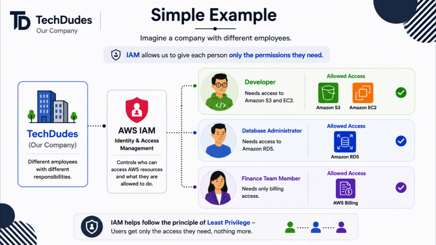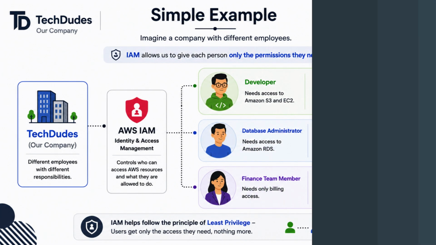Let's say with a simple example, imagine a company with different employees. Okay, so the company name is Tech Dudes. A developer may need access to Amazon S3 and EC2. A database administrator may need access to Amazon RDS. A finance team member may only need billing access. IAM allows us to give each person only the permissions they require. So let's say we have Tech Dudes and this is our company. In this company, we have several departments: developer, database administrator, and finance team.